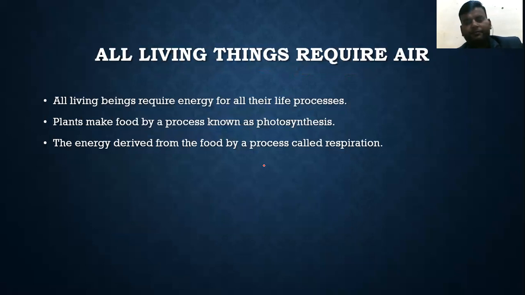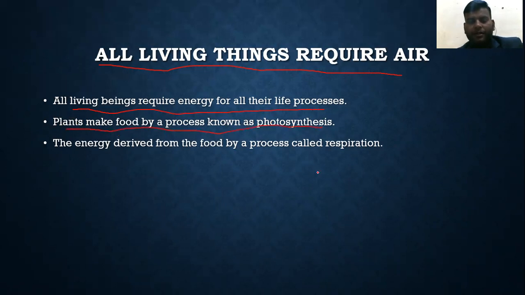Now next is that all living things require air. All living things require energy for all their life processes, like respiration or photosynthesis. Plants make food by a process known as photosynthesis, while the energy is derived from the food by a process known as respiration. Besides, the protein that we get from plants and animals helps build our own protein.